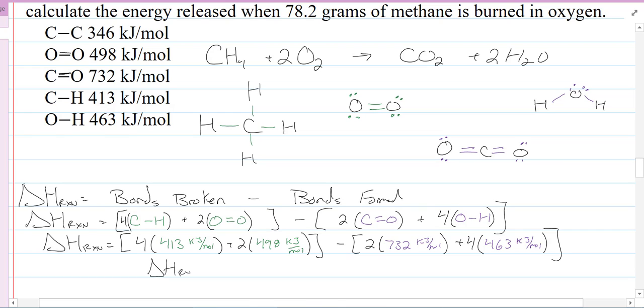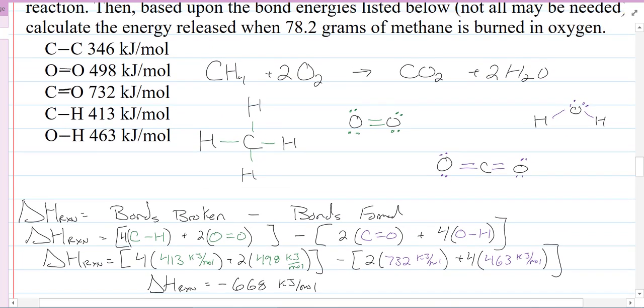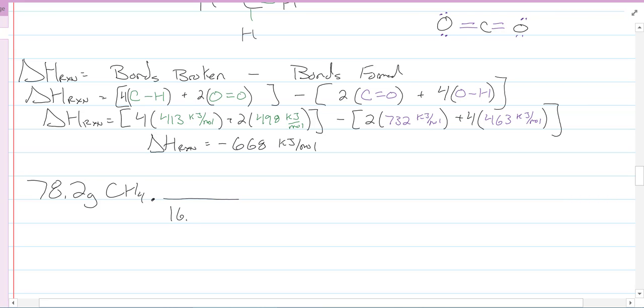Delta H for the reaction, I get negative 668 kilojoules per mole. So now we have to use 78.2 grams of methane, which is right there. So I have 78.2 grams of methane. We know that methane is 12 and 4, so 16.05 grams of CH4 is 1 mole of CH4. And 1 mole of CH4 produces negative 668 kilojoules.